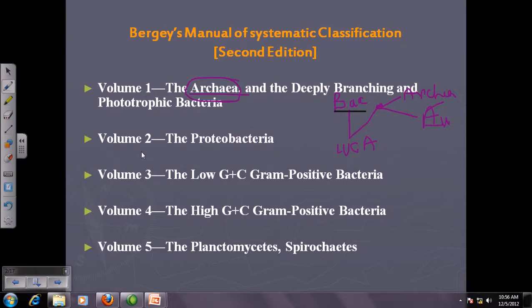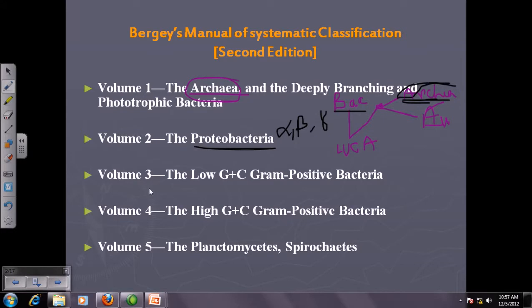Now in volume 1, we are dealing with archaea as well as some extremophile microorganisms, which love to be in harsh environments. In the second volume, we have to deal with the proteobacteria. Proteobacteria are a separate group consisting of different types, including alpha, beta, gamma, delta, epsilon, and so on.